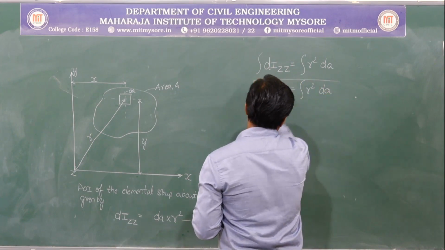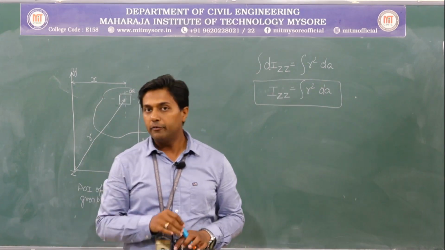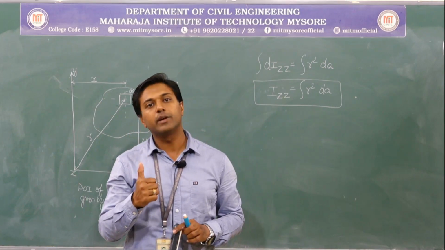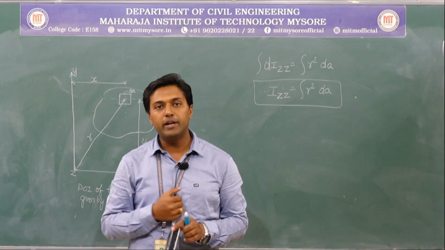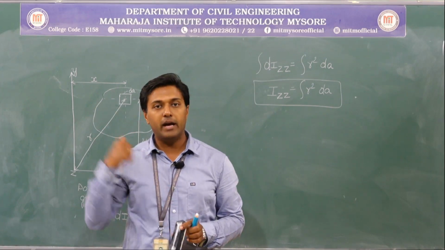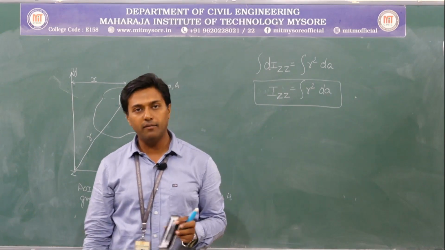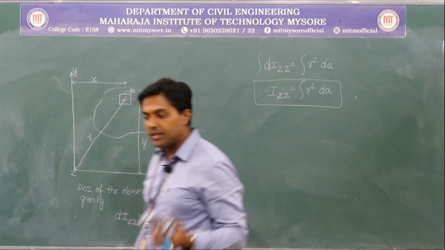This is one more formula that I want you to remember. So totally we have derived three formulas. One is Ixx equal to the integral of y squared dA, Iyy equal to the integral of x squared dA, and now the polar moment of inertia, Izz, equal to the integral of r squared into dA. So now let us proceed further.